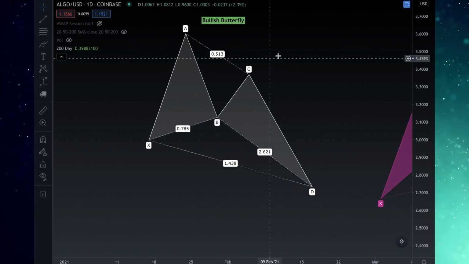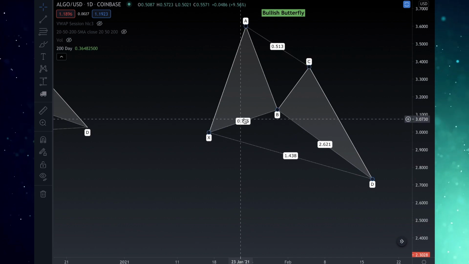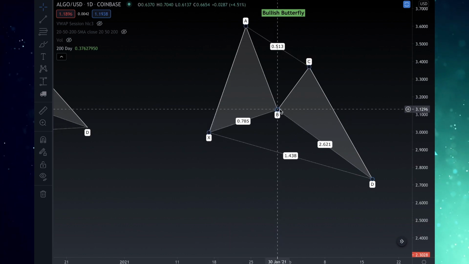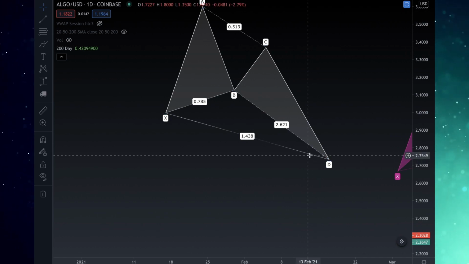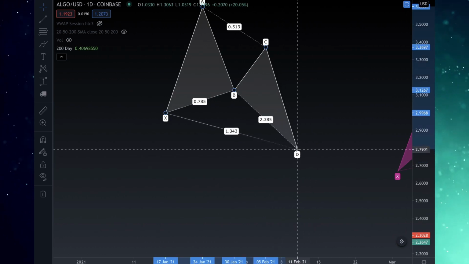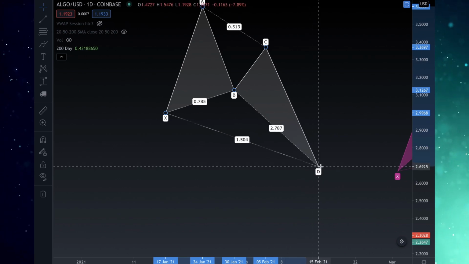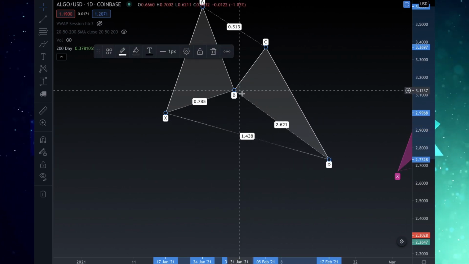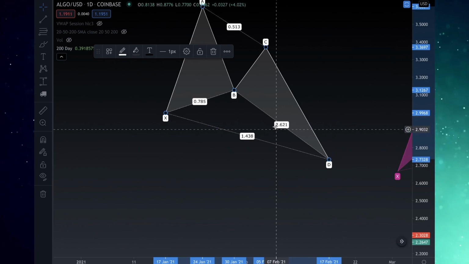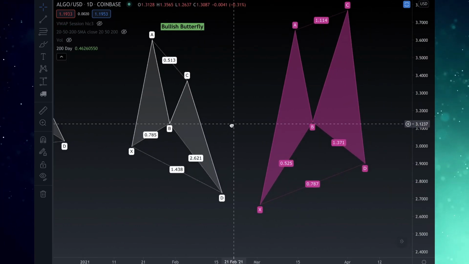What really differentiates the butterfly is you need to have a 0.786 from X to B. And then you enter the trade when this X to D is about a 1272 to a 1618, so anywhere from like here down to like there, or when you're at a 1618 from B to D, or, like how it shows, a 2618 from B to D. Next pattern, the cipher.